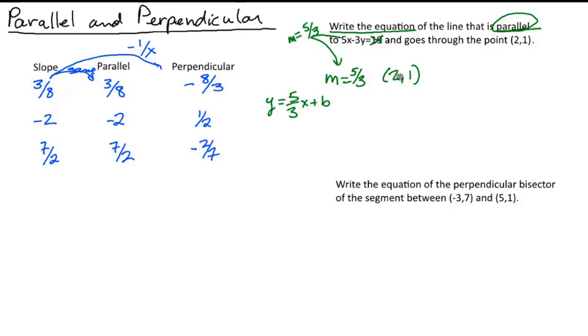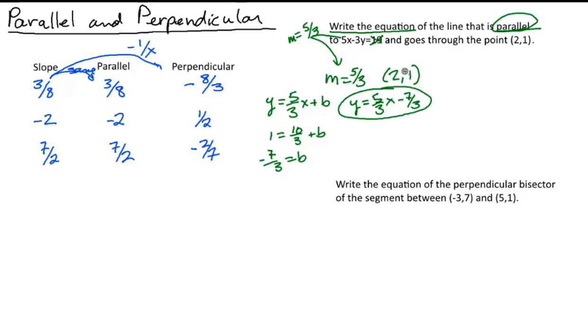We don't know what b is, but we can stick 2 in for x and 1 in for y. 1 equals 5/3 times 2 is 10/3 plus b. And then subtract 10/3 from both sides. 3/3 minus 10/3 is negative 7/3 equals b. So we get y equals 5/3 x, and we now know b is minus 7/3.